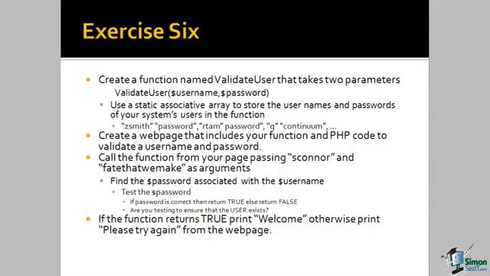Then create a web page that includes this function that you've written and the PHP code to validate a username and password. Then we'd like you to test the password against the username: find the user, and then test the password. And if the password's correct, return true from the function. Otherwise, return false. On your web page where you're calling the function, if the function returns true, then echo welcome. Otherwise, echo please try again.